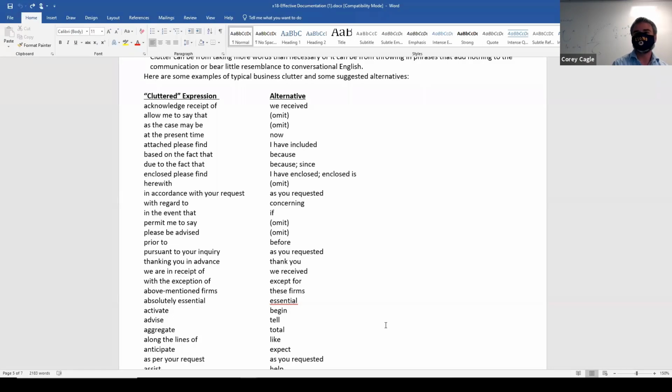Acknowledge receipt of. Many times, better is we receive. Allow me to say that. You don't even need to say, allow me to say that. Just say it, right? It's cluttering it up. They're not going to disallow you to say it. You're writing it. As the case may be, is terms you don't need. At the present time is too cluttered. Now is better, right?